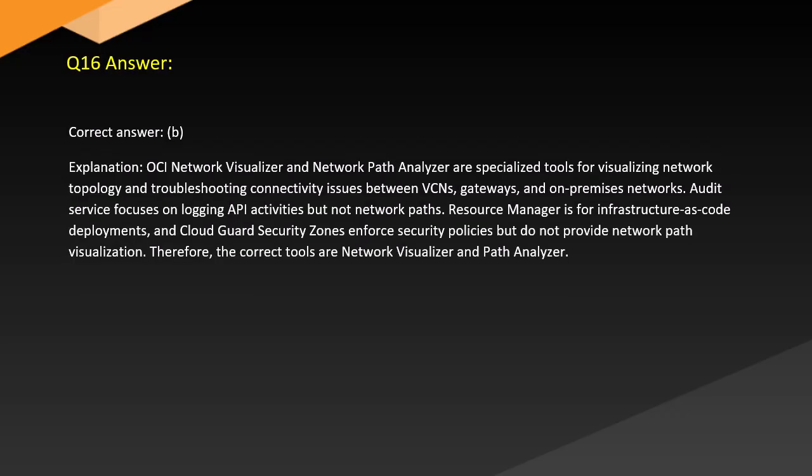Answer. Correct answer: B. Explanation. OSI Network Visualizer and Network Path Analyzer are specialized tools for visualizing network topology and troubleshooting connectivity issues between gateways and on-premises networks. Audit Service focuses on logging API activities, but not network paths. Resource Manager is for infrastructure as code deployments, and CloudGuard Security Zones enforce security policies but do not provide network path visualization. Therefore, the correct tools are Network Visualizer and Path Analyzer.